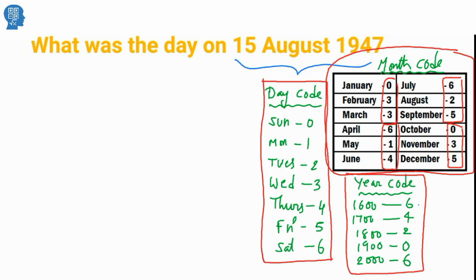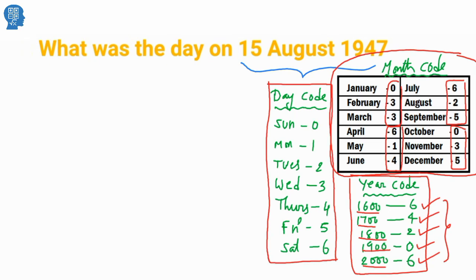After remembering the month code, you have to remember the year code. This is very simple. 1600 means 6, 1700 means 4, 1800 means 2, 1900 means 0, 2000 means 6. If you observe these numbers, they are 6, 4, 2, 0, the even numbers decreasing. Again 6 comes, so it is easy to remember.